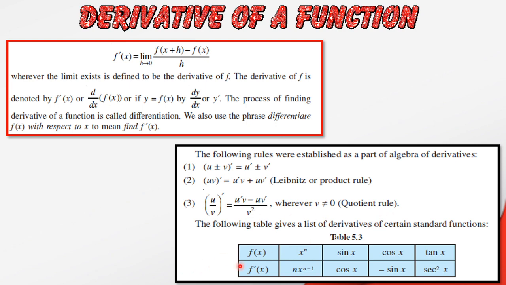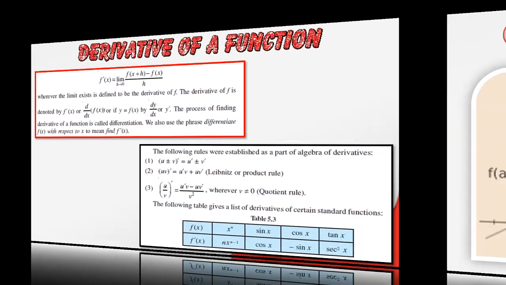Then we have derivative of few certain functions. f x, let it be x raised to the power n. So f dash x, meaning derivative of that function, will be n x power n minus 1. This power will come in front and it will be reduced by 1.